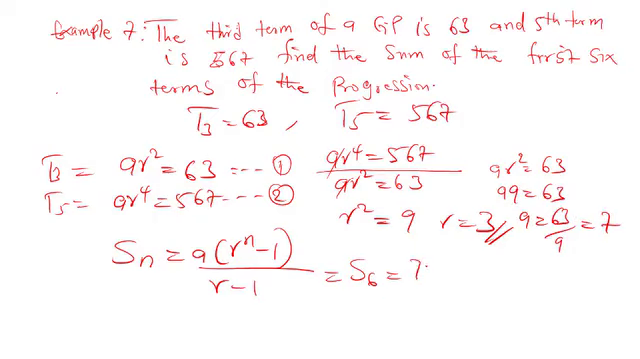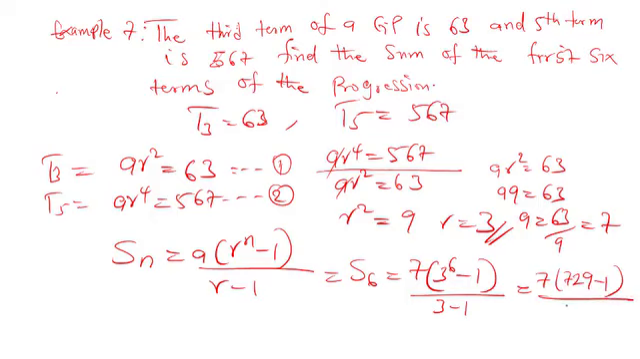So from here we have 7 in bracket, 3 raised to power 6 minus 1, over 3 minus 1, which is equal to 7 times 3 to the power 6 is 729, 729 minus 1 over 2. So our S6 is equal to 2,548. So with this, you can see that if the third term of a geometric progression is 63 and the fifth term is 567, then the sum of the first 6 terms of the progression will give us 2,548.